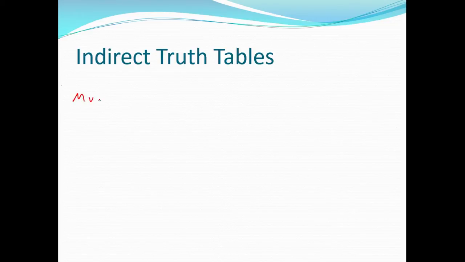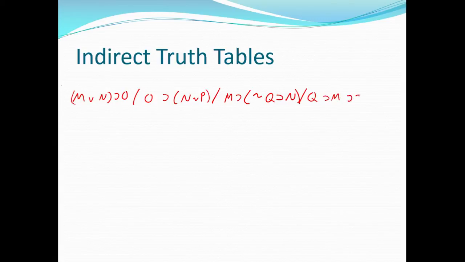Premise 1 is M wedge N horseshoe O. Premise 2 is going to be O horseshoe parenthesis N wedge P. Premise 3 is going to be M horseshoe parenthesis negation Q horseshoe N. Premise 4 is going to be Q horseshoe M horseshoe negation P. And your conclusion is going to be N triple bar O. Let me get those parentheses set for that last premise.